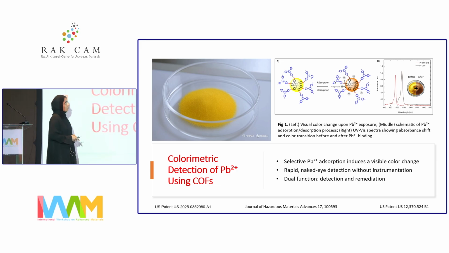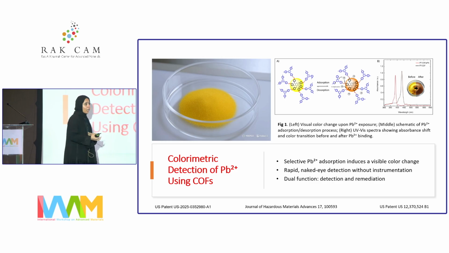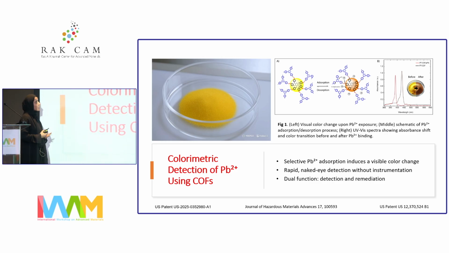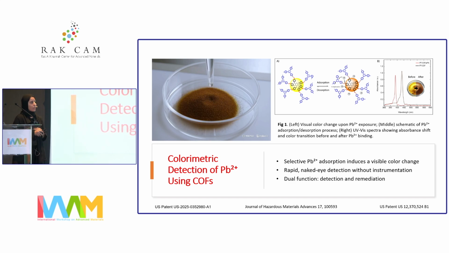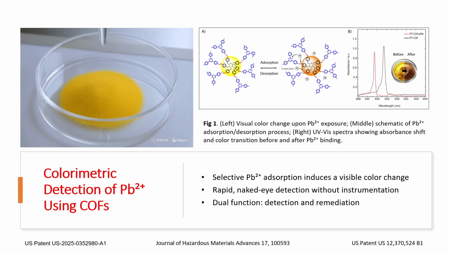The interesting thing that we noticed is that when this COF is capturing the lead, it changes its color from yellow to brown, as you see in this simulation video. Also, the color of the COF goes back to its original color once we make the desorption with the HCl.